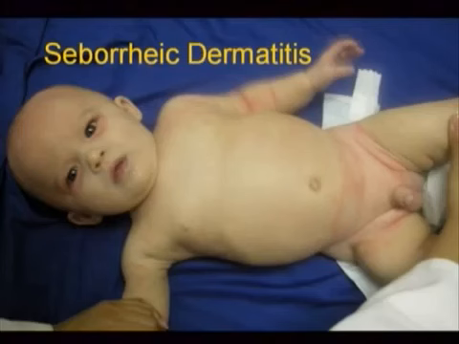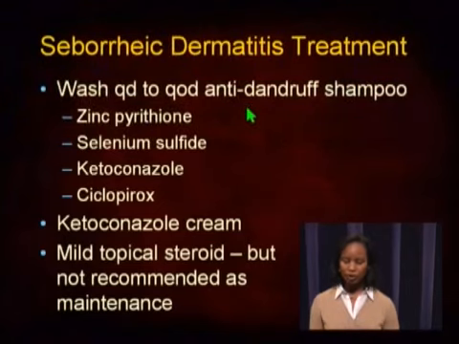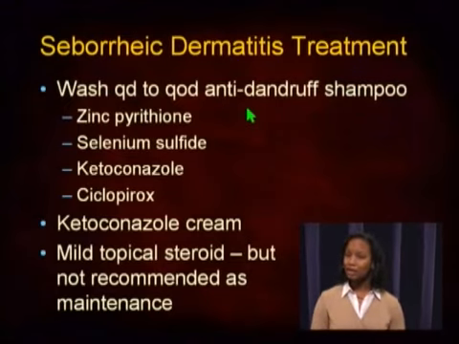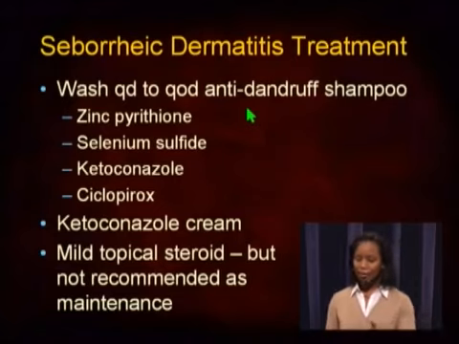And then here's an infant, and if you can see kind of closely here at the scalp, you can notice that at least there's some erythema and scale there as well. And this patient happens to have some erythema in the diaper area as well as in the skin folds on the arms as well.